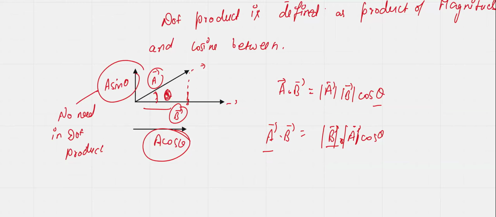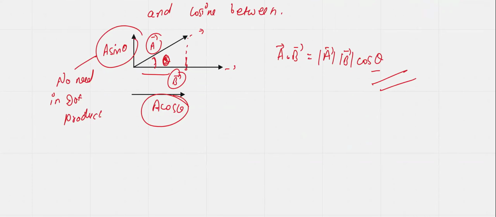You can do the vice versa also. On this A axis, what is the portion of B? This is the portion of B I am going to see. So here B cos theta, and multiply both. Here A cos theta, multiply both. You can get the same result. It doesn't matter which way you do it. Any doubt here? All right, no doubt, right? Let's move to the next.